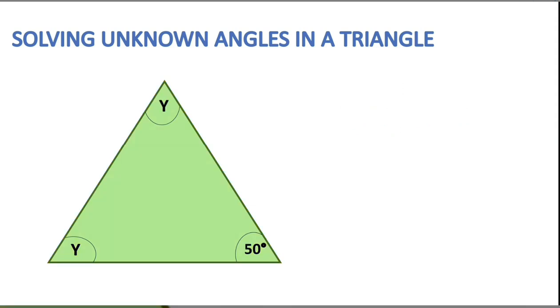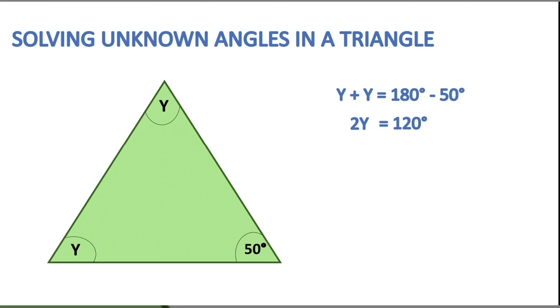If we look at another example, we have an angle of 50 degrees, angle Y, and another angle Y. We need to solve for Y. Using the rule, the sum of angles in a triangle is equal to 180 degrees, I can state Y plus Y is equal to 180 minus 50 degrees. Y plus Y gives me 2Y. 180 minus 50 gives me 130 degrees.